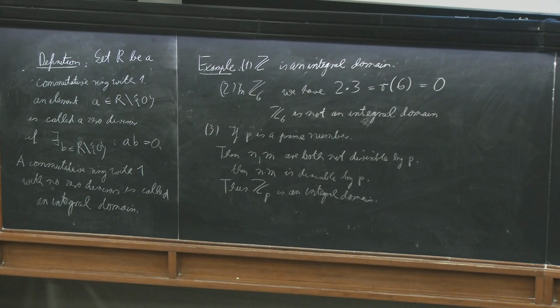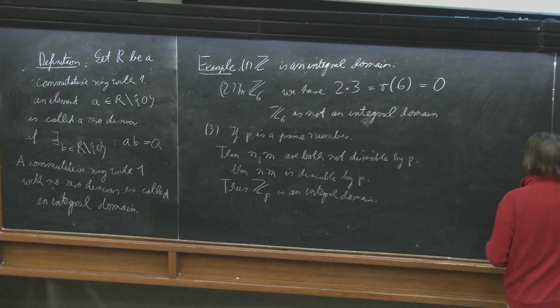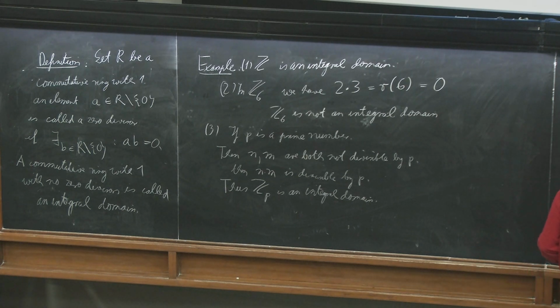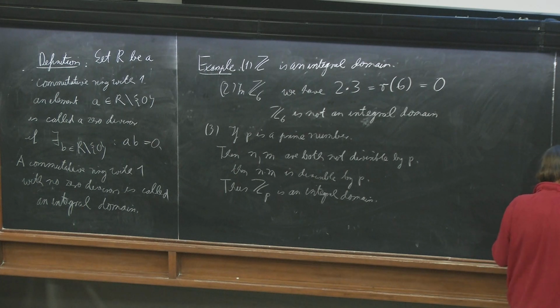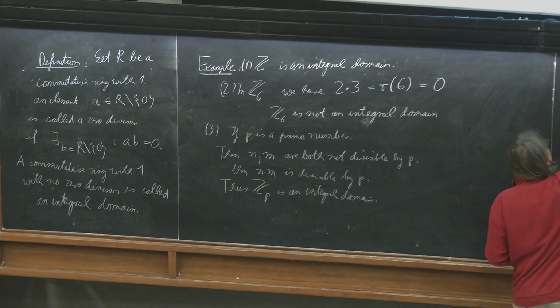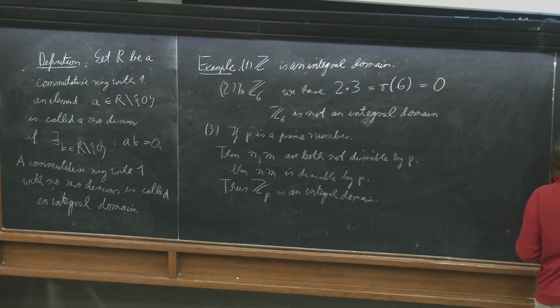So one of the reasons why integral domains are nice is that one can cancel factors. If things are equal, and both sides are a multiple of something, then it's still an identity if you cancel that factor. So this is the remark on cancellation. So let R be an integral domain.